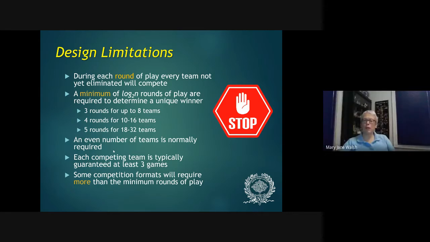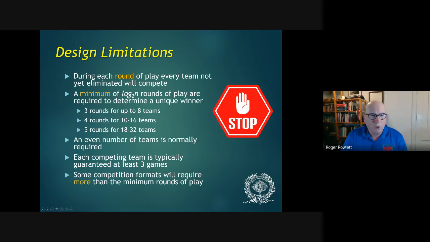Okay, we got our first question. Can you get log 2 of N on your typical college student calculator? Well, it's just the power of 2 required to come up to the number you want. So yes, you can take log to the base 2 on a calculator. I don't have one in front of me, but it's doable. But the thing you need to remember is you need 3 rounds of play for 8 teams.